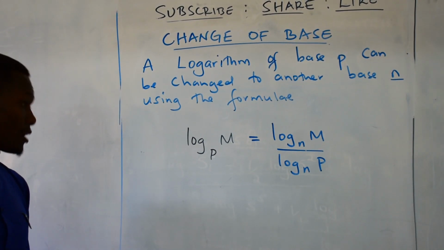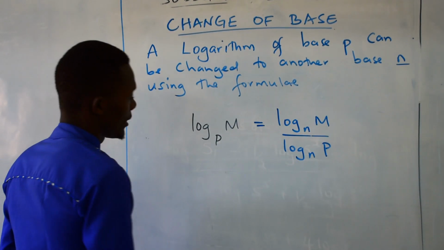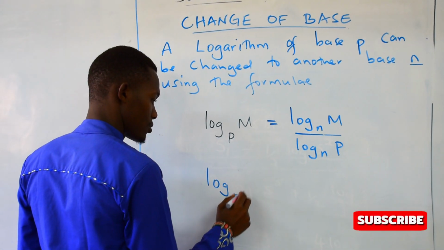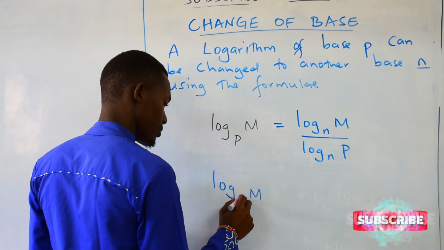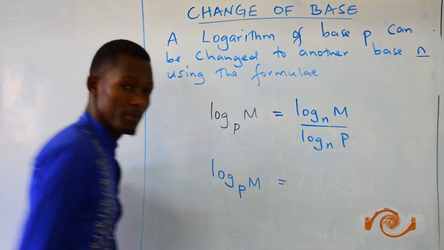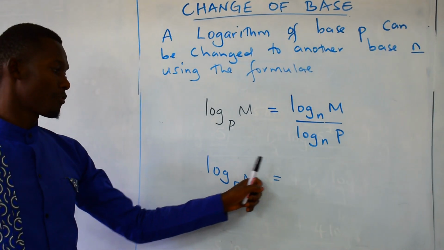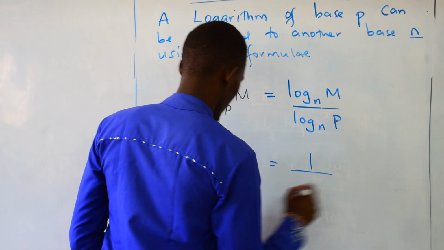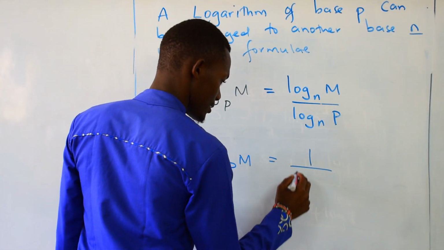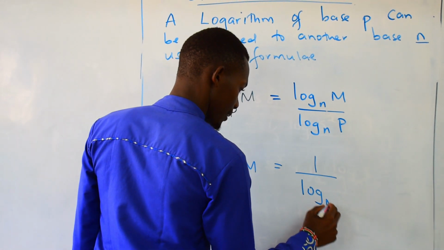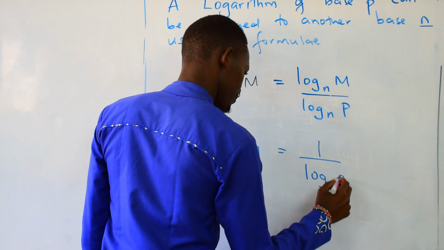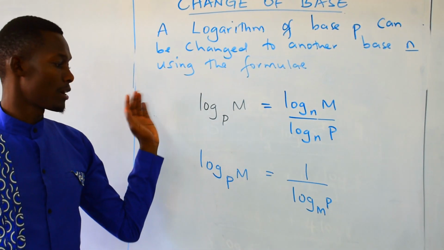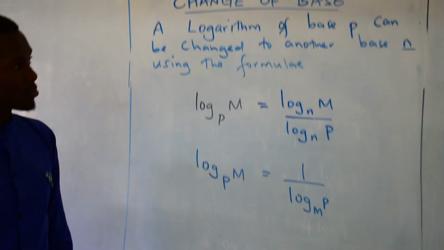So we have this. Also, log of m to base p can be rewritten. You can interchange the position of m and the position of p by writing this as a reciprocal. So this can also be written as one over the log of p to base m. So you can interchange the base. We have these two formulas which can be used to change the base.